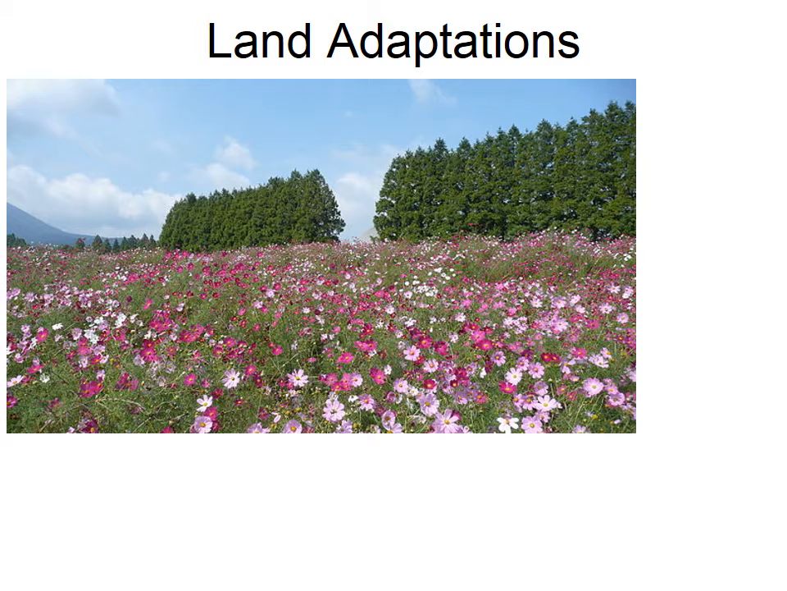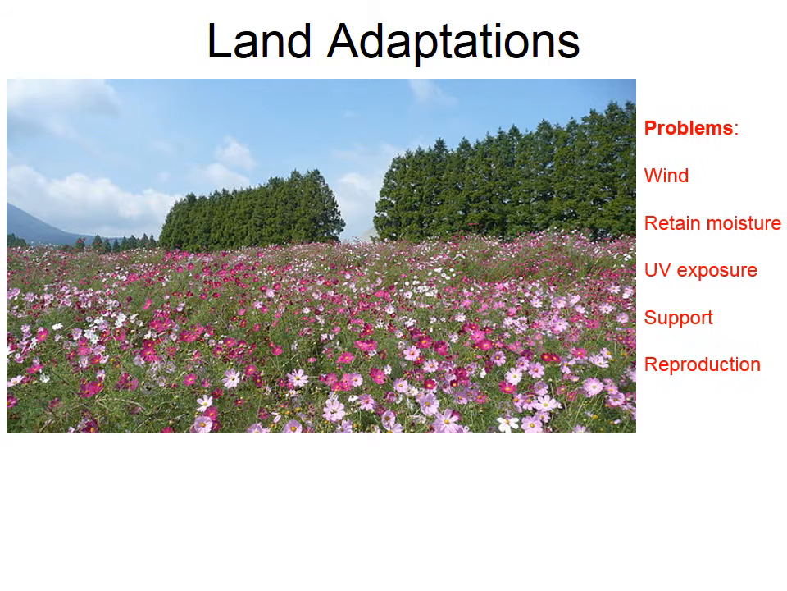Living on land, as we already mentioned, has presented some problems for plants. Wind can topple an organism over or dry it out. Retaining moisture is a problem. Exposure to UV, and support so you can grow tall. But we haven't really mentioned how plants reproduce on land. For organisms like animals that reproduce in the water, often the males will release sperm into the ocean water, and females will release eggs into the ocean water, and the sperm and eggs will just mix with one another and fertilization will occur.